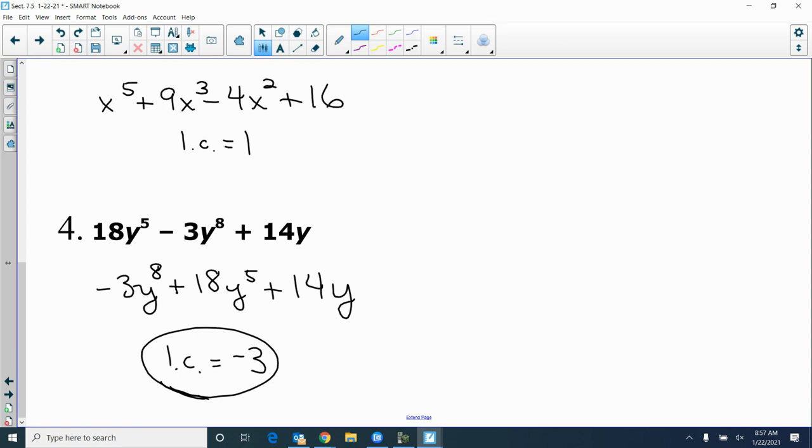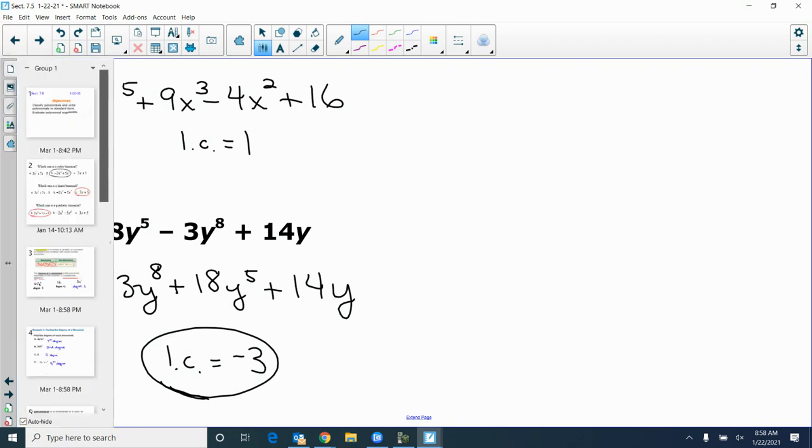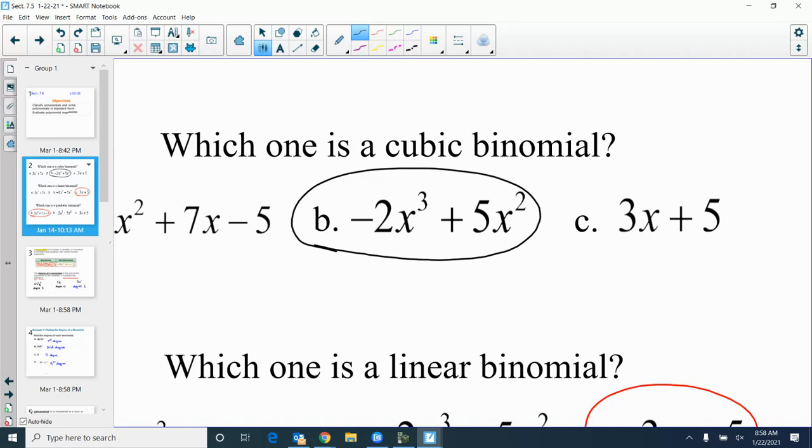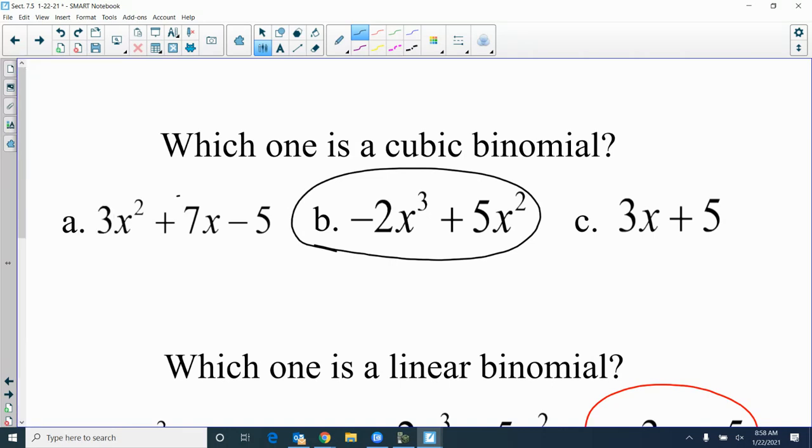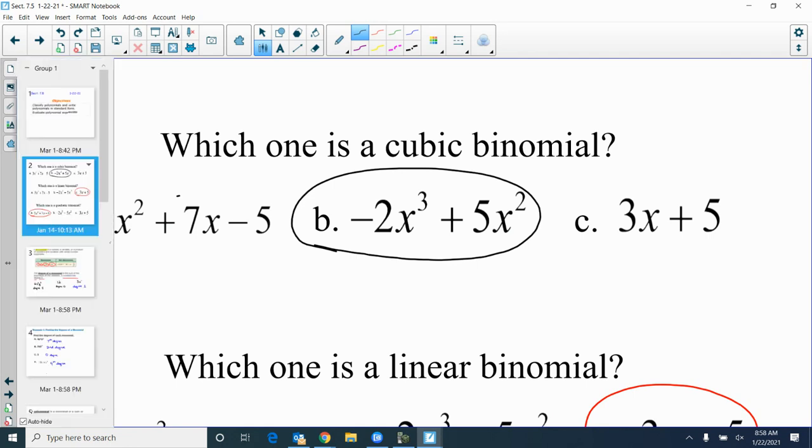Alright, hey, listen up here for a second. On this last little piece, it goes back to what we did in the very beginning. We're going to classify things. If you say something's a cubic, a linear, or a quadratic, you need to understand what that means. If something's a binomial or a monomial or a trinomial, you need to know what that means. And that's this last page here.